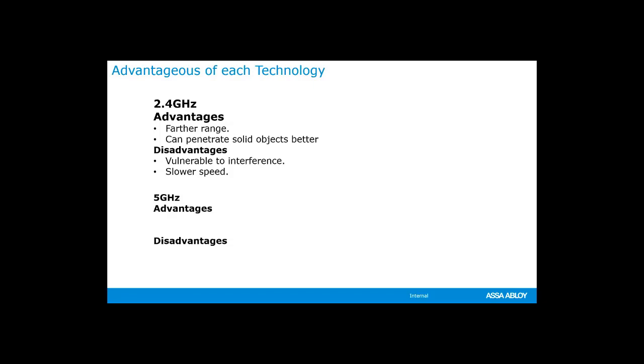5 gigahertz has higher transfer rates. You can transfer more information quicker and it is less vulnerable to interference because it's on a regulated frequency. The big disadvantage is you have shorter range and it has a harder time penetrating solid objects. So if the airwaves are clear, you'll have no problems, but if there are a lot of cement walls and such in between, that could cause a problem with the signal traveling through the walls.